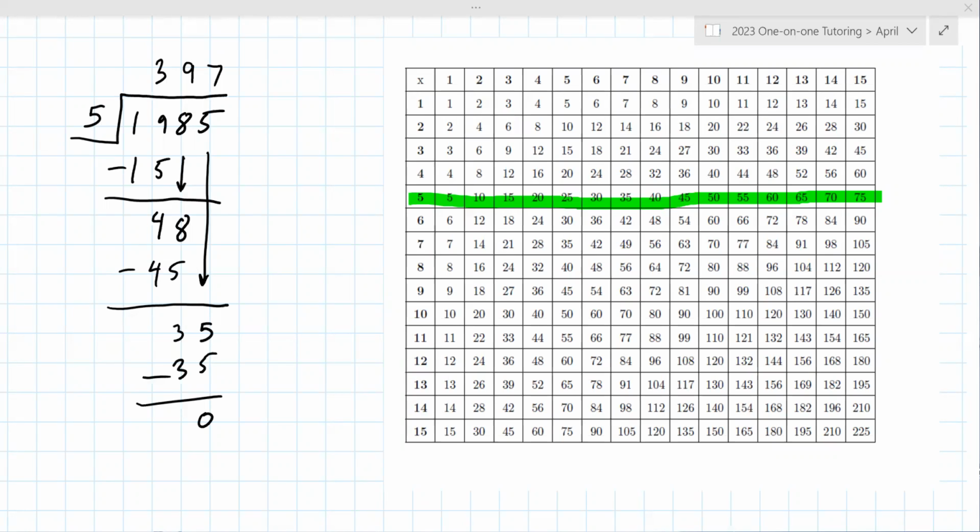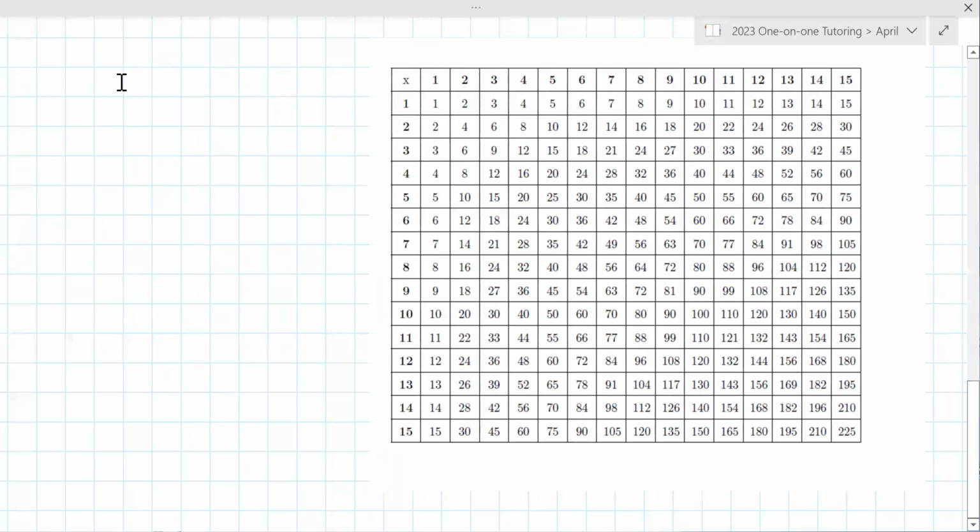Understood. All right, so let's do another one here. All right. So here's a new problem. Let me bring down the multiplication table. So let's go 4,986 divided by 6. How many times does 6 go into 4,986? All right. Why don't you try this one on your own, please? Okay.